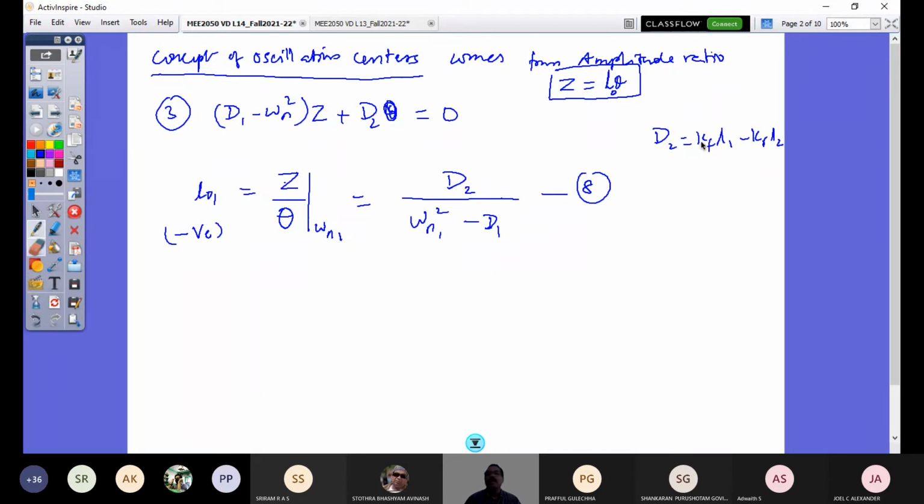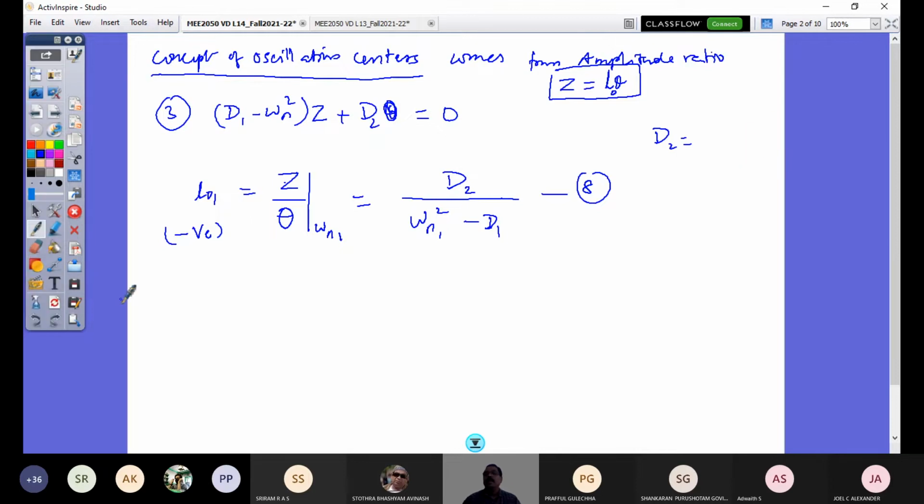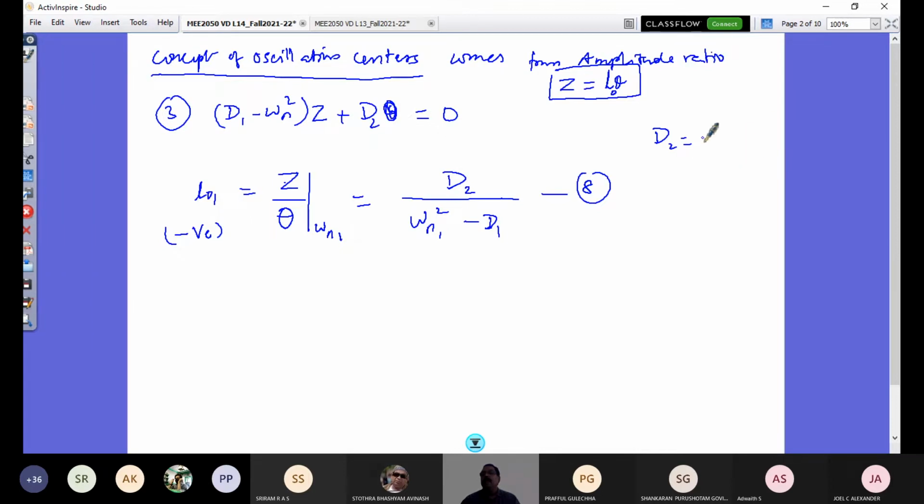So it's also going to have your mass term in that. So that's going to be KR L2 minus KF L1 by MS. So that is D2. And what is D1? D1 is your KF plus KR, equivalent spring stiffness, by MS. Right?